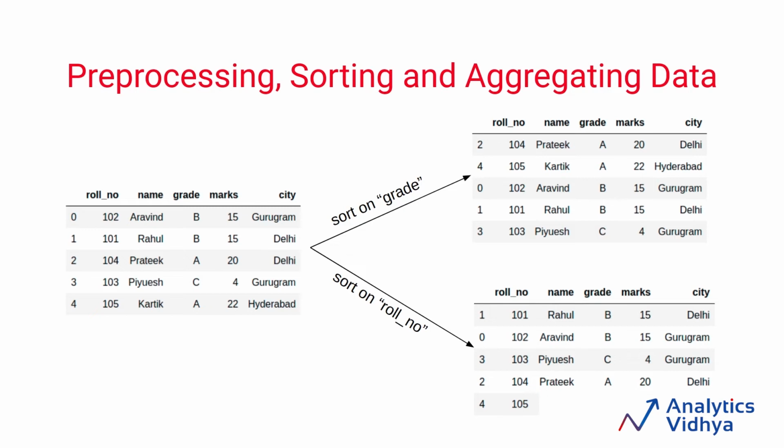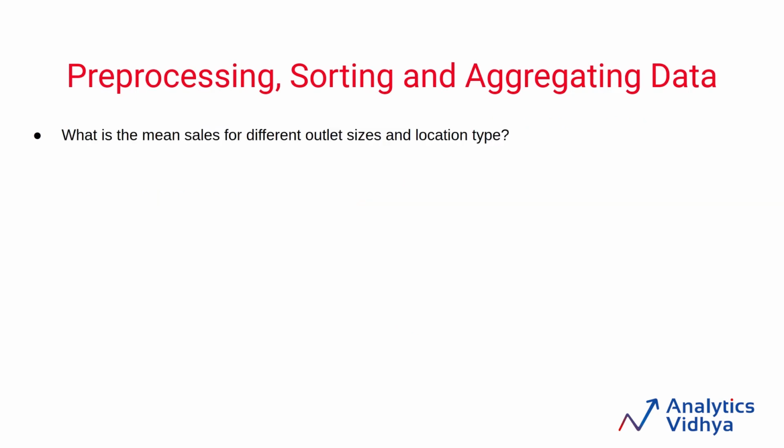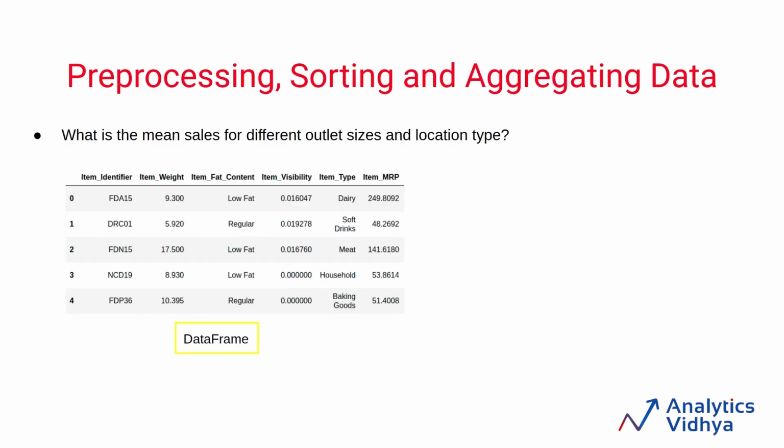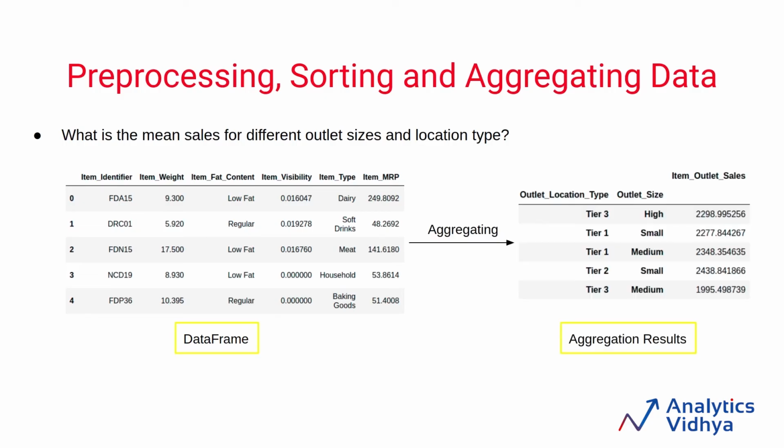Such sorting you can actually do very easily in Pandas, and this is what we will see in this module. Apart from preprocessing and sorting, sometimes when you look at your dataset, you have questions like this. For example, what is the mean sales for different outlet sizes and location types? So you want to understand how sales gets affected by a combination of the outlet size and the location type of the outlet. By using the power of aggregation, you can get results like you see on your right. In this example, for each outlet location type and each outlet size, we have found the mean sales.